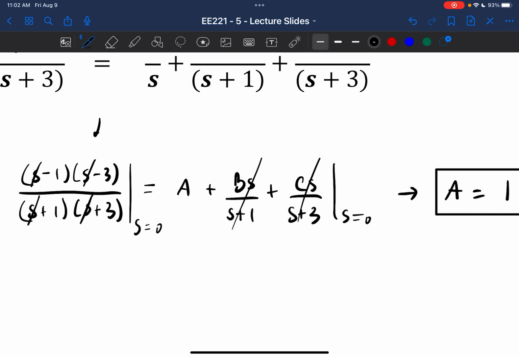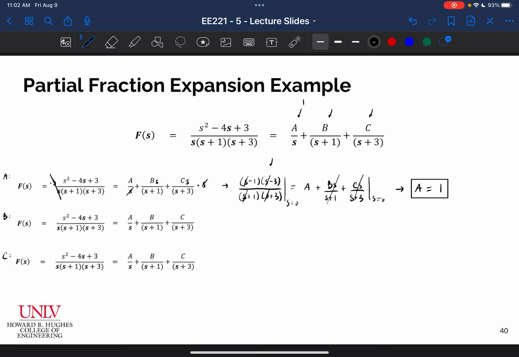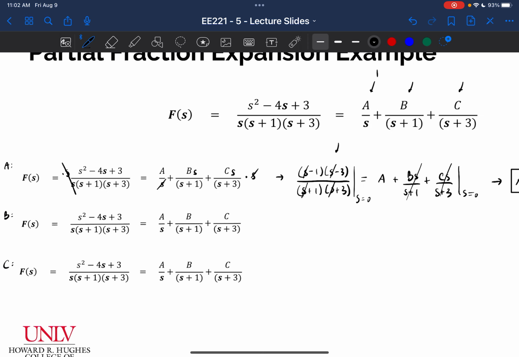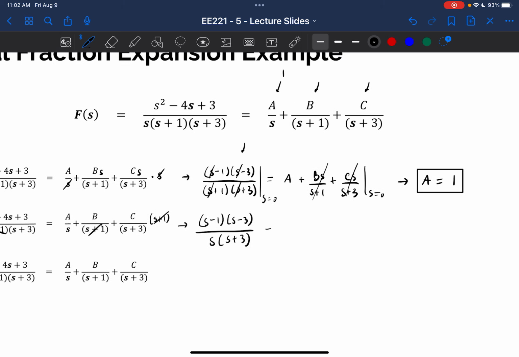All right, that's fine. So now let's do the next term. Let's do B. So for B, all we have to do is the same thing. We multiply both sides by the denominator of B, so it's s plus 1 on both sides. You'll notice that cancels the s plus 1 on the left side. It cancels the s plus 1 on the right side. And so what we would end up with here is s minus 1, s minus 3, over s times s plus 3. And that's going to be equal to A over s multiplied by s plus 1, plus B, plus C over s plus 3 times s plus 1.